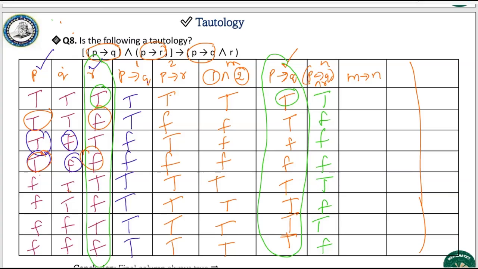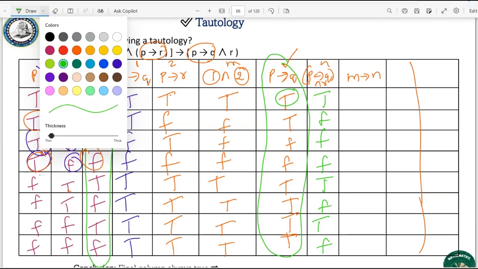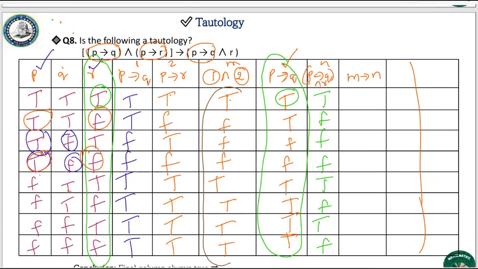Now, final answer. We have to check for M and N. So this is the M line, and what I found is your N line. Now we'll check for these two. It is implication. T and F, it is F. T and F, it is F. Then T and F, it is F. The remaining all is T.